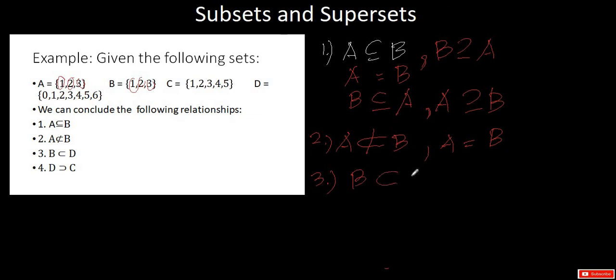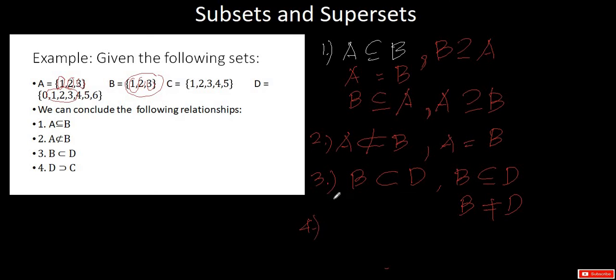B is a proper subset of set D. Okay, for 2 reasons. First is because B is a subset of set D, and set B is not equal to set D, right? So observe that all the elements of set B, 1, 2, 3, are elements of set D, 1, 2, 3, right? So we have B is a subset of set D.